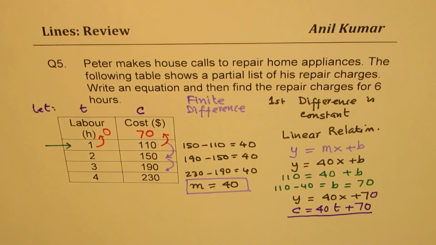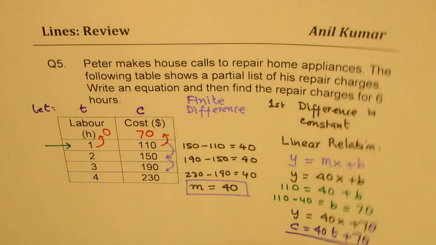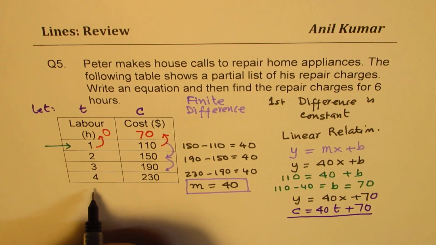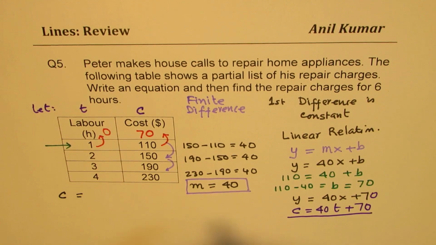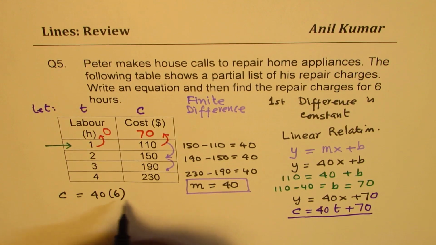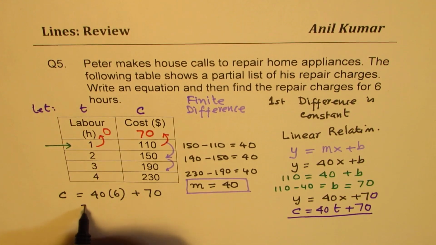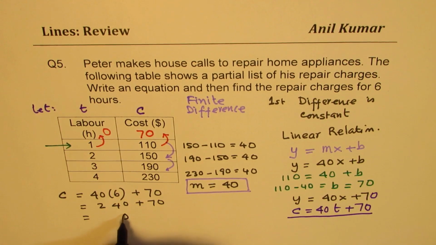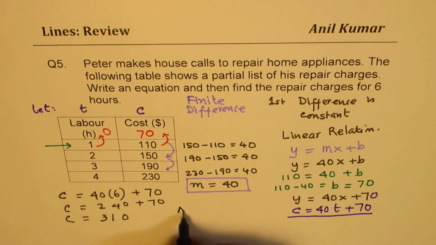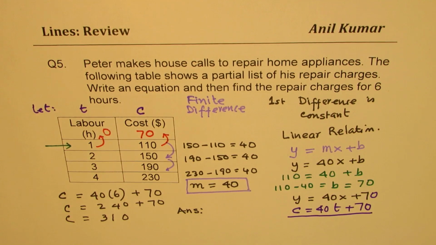Perfect. Now with that in view, let's find the solution of part B, which is for 6 hours. The charges for 6 hours will be 40 times 6 plus 70, correct? So it is 240 plus 70, and that is 310. So the answer here is, for 6 hours, it'll be $310.